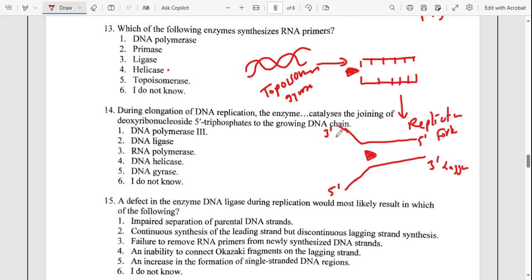So on the leading strand, RNA primase is going to come and lay down one primer. A primer is just an RNA nucleotide. While on the lagging strand, RNA primase is going to lay down a lot of primers. A lot of primers. Okay? What is going to happen on the leading strand is, once you lay down one primer by the RNA primase, DNA polymerase is now going to come and continue forming phosphodiester bonds, forming a new strand.